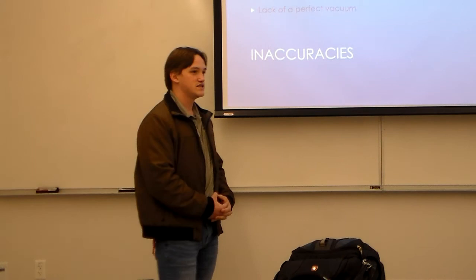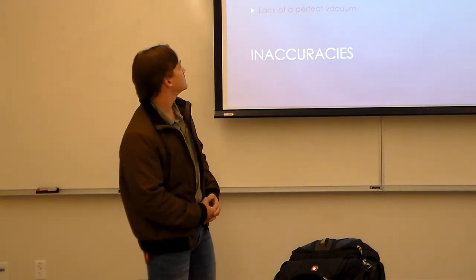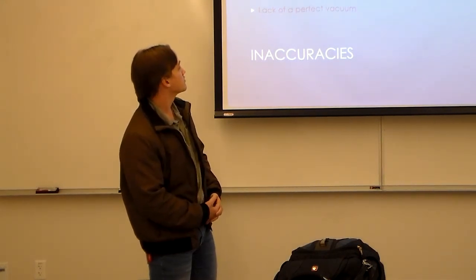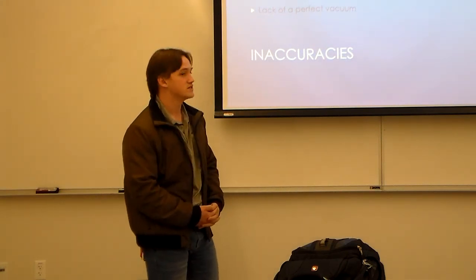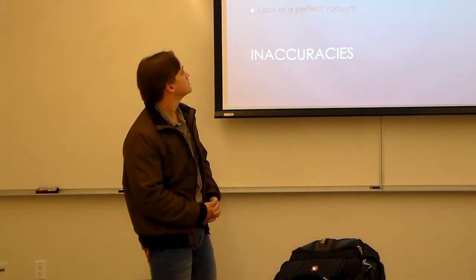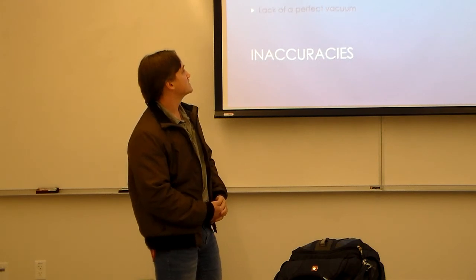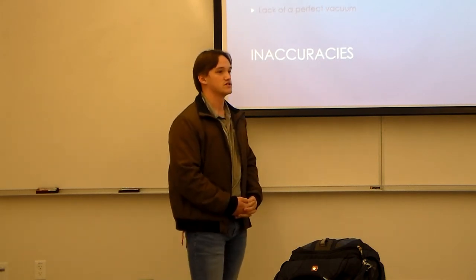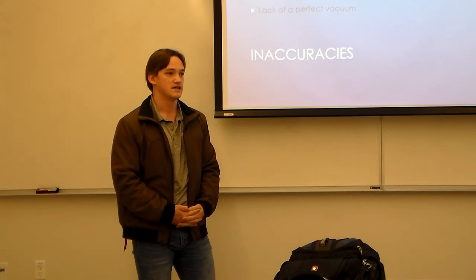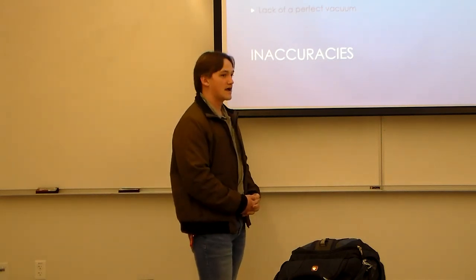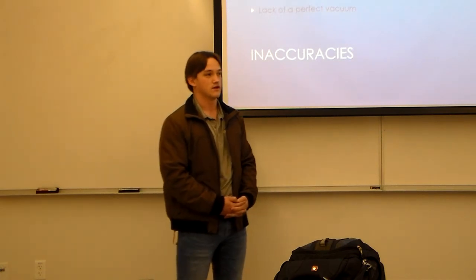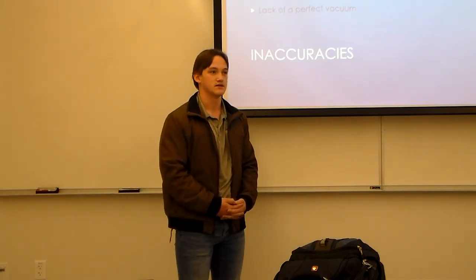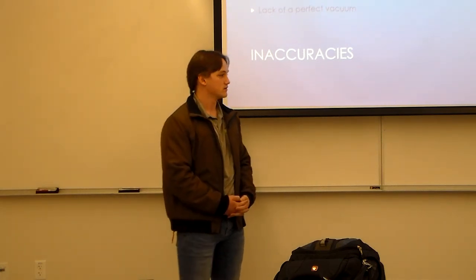And a few inaccuracies we might run into, of course, the thermocouple type K normally has around 0.5 to 2 degrees Celsius errors in it. The surrounding temperatures may mess with the results as well, so things like room temperature and body heat, and lack of a perfect vacuum. So we obviously can't pull a perfect vacuum in the flask itself, so that might lead to a little bit of error. And that's it. Any questions?